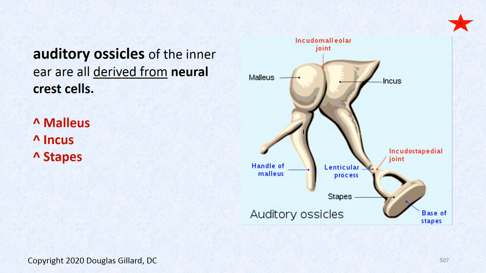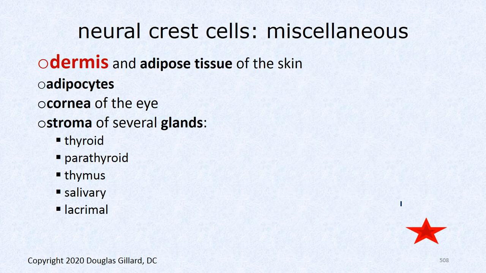This is the malleus, the handle of the malleus. It looks kind of like a hammer. This is the head of the hammer. That's the handle of the hammer. And that hits the incus here. And then that moves the stapes, which looks kind of like a stirrup. Base of the stapes there. What else? Yeah, we're not done yet.